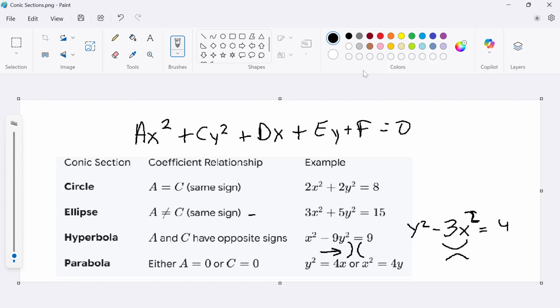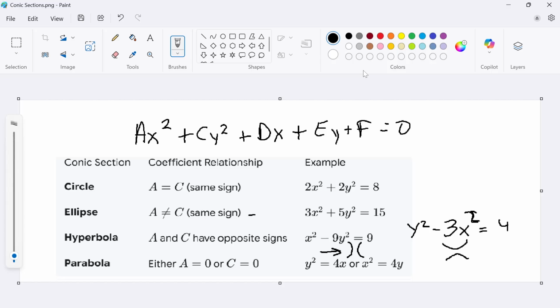When you have this equation, big Ax squared plus big Cy squared plus big Dx plus Ey plus big F equals 0, it's a circle if A and C are the same number with the same sign. A equals C. So 2x squared plus 2y squared equals 8, or negative 2x squared minus 2y squared equals 8. Both are negative 2. They're equal and they have the same sign. I guess equal is enough.